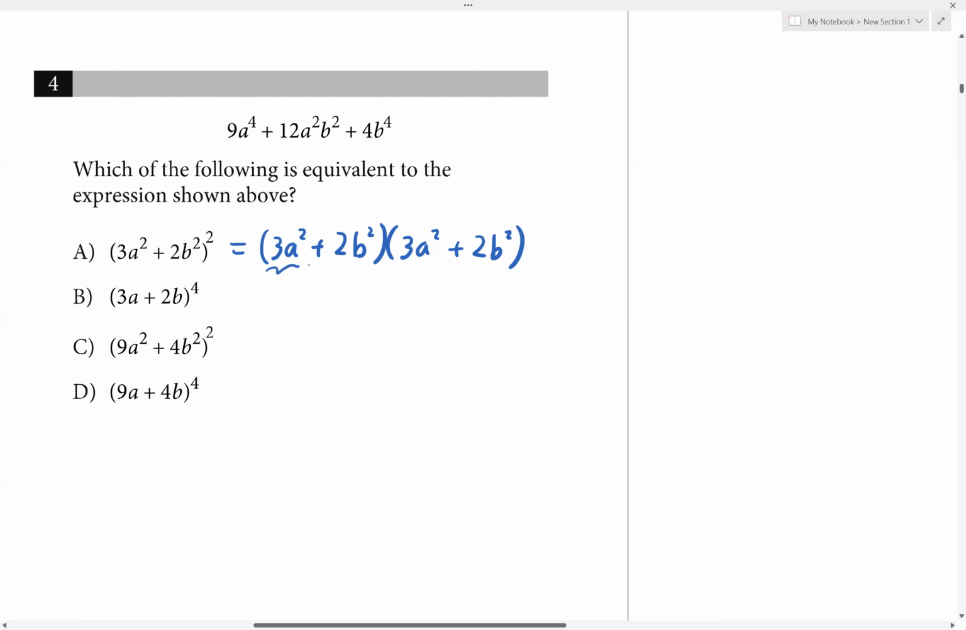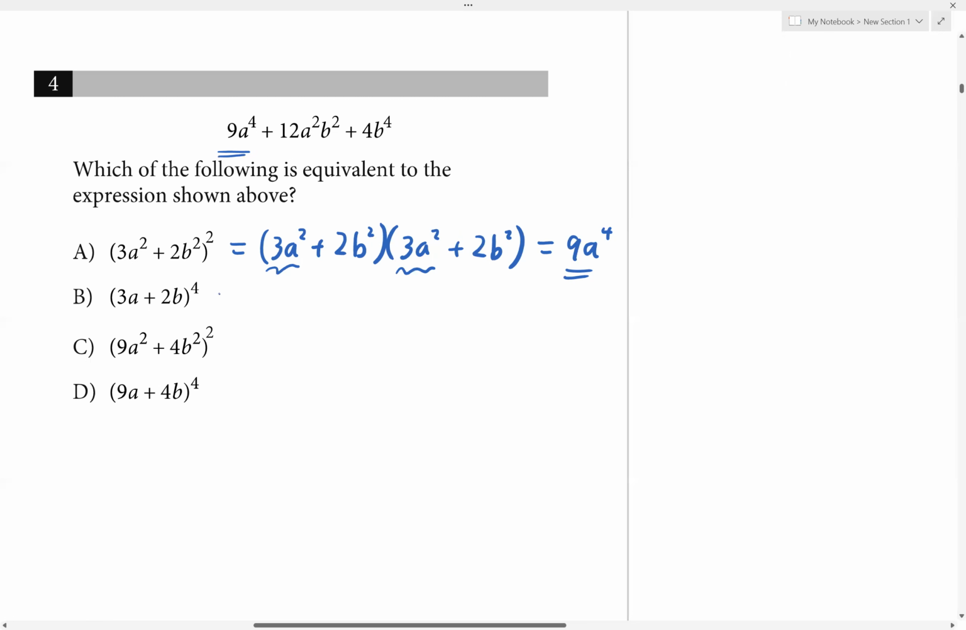So we do first term times the first term. 3a squared times 3a squared is 9a to the 4th. Then we can do the outer term, inner term, and the last term. Like we mentioned, we don't necessarily have to multiply everything out, because we know the leading term had to be 9a to the 4th, and for A, that's good. We do have 9a to the 4th.